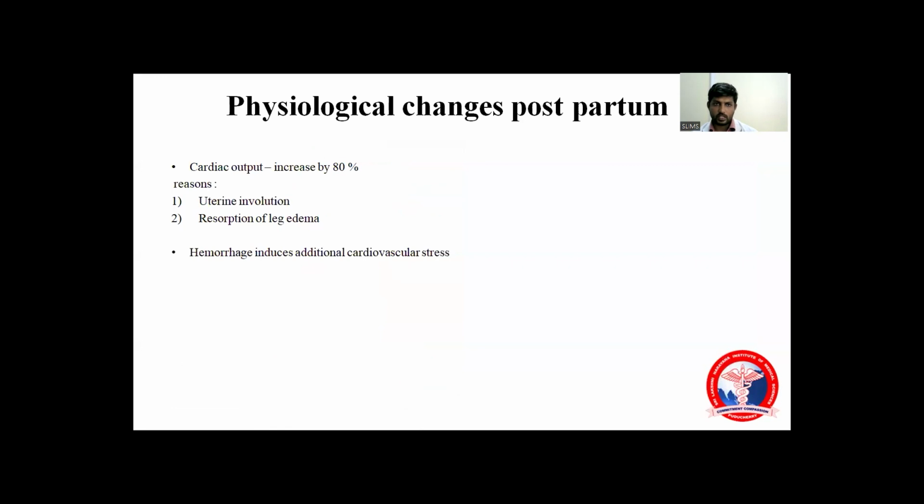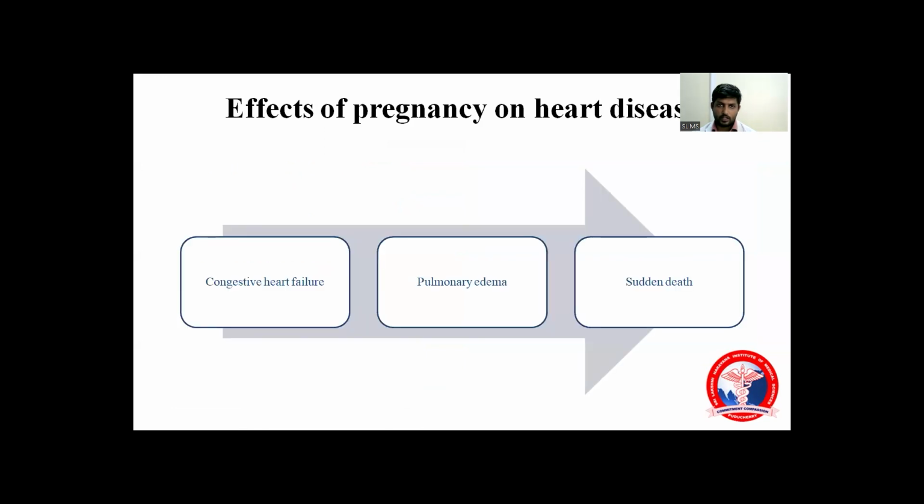So what are the physiological changes that occur after delivery? Cardiac output increases by 80% because of uterine involution and resorption of leg edema. And also there is hemorrhage, which induces additional cardiovascular stress. So what is the effect of pregnancy on heart disease? It can cause congestive cardiac failure, pulmonary edema, and sudden death.